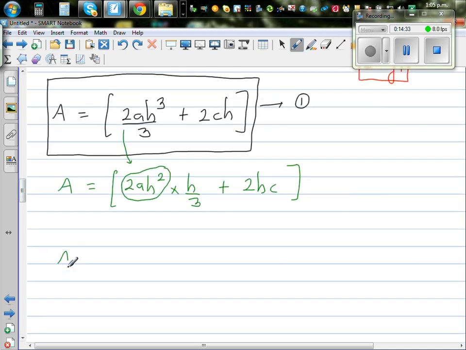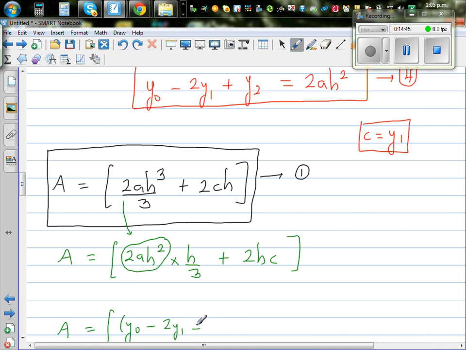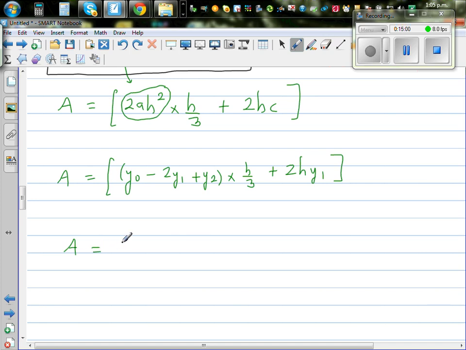So this area will become y0 minus, what is 2ah squared? Minus 2y1 plus y2 times h over 3. Plus 2hy1. Okay, so we're almost there. So area I can write this as, I'm going to make this 3. Okay, so I'm going to write this as h over 3 times y0 minus 2y1 plus y2 times, if the denominator here is 1, I'm going to multiply both by 3 here. So it is the same as 6hy1 over 3.